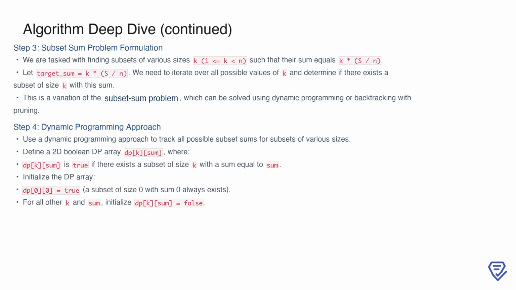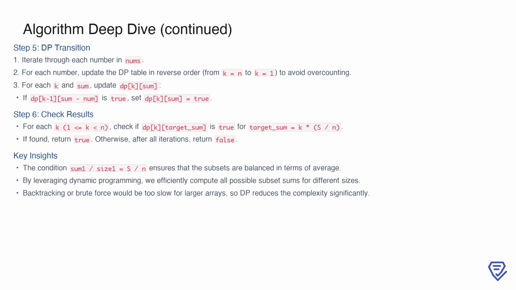For all other values of k and sum, we initialize DP[k][sum] as false because no subsets have been considered yet. We now define the transition process for the dynamic programming table. To update the DP table, we iterate through each number in the array nums. For each number, we update the DP table in reverse order, starting from k equals n down to k equals 1. This reverse order ensures that we do not overcount a number when considering subsets of different sizes.